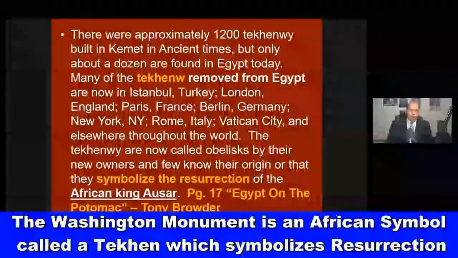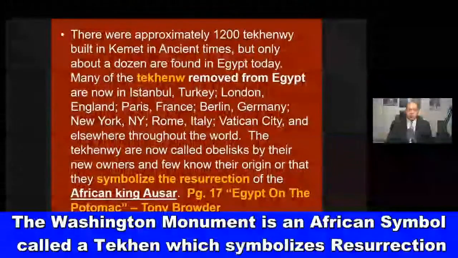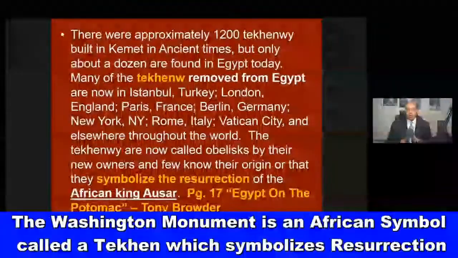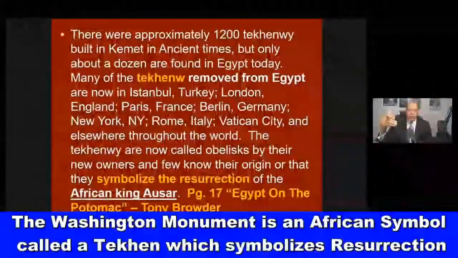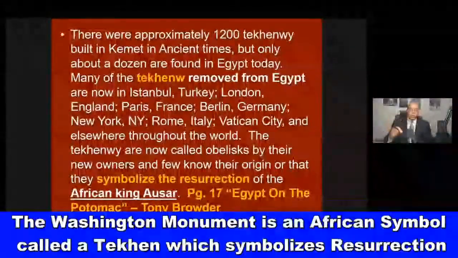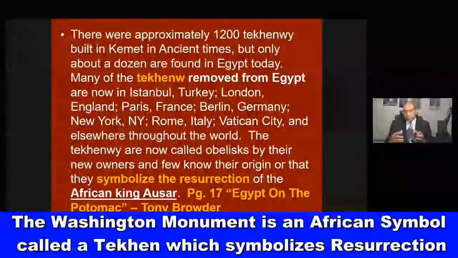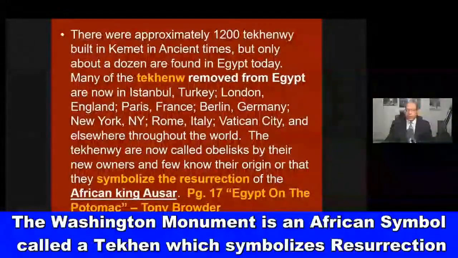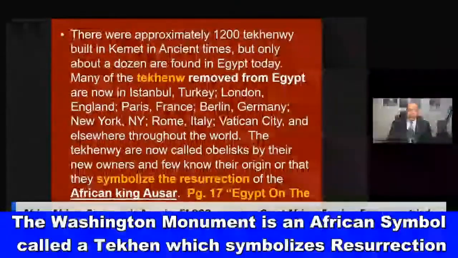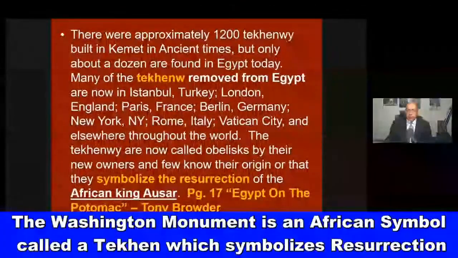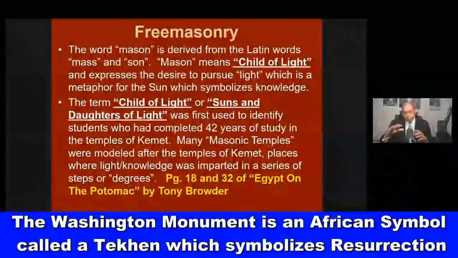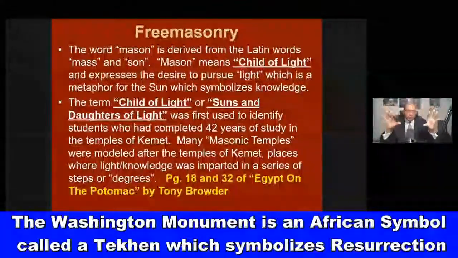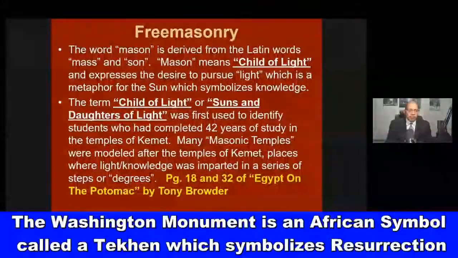The tekkenu are now called obelisks by their new owners, and few know their origin or that they symbolize the resurrection of the African king Asar, who the Greeks called Osiris. Tony Browder talks about this on page 17 of Egypt on the Potomac. This is one of the books we use in the class also. Once again, you don't have to buy any of these books, but we use them as reference. And I do scan the pages, so we show you the page on the screen.